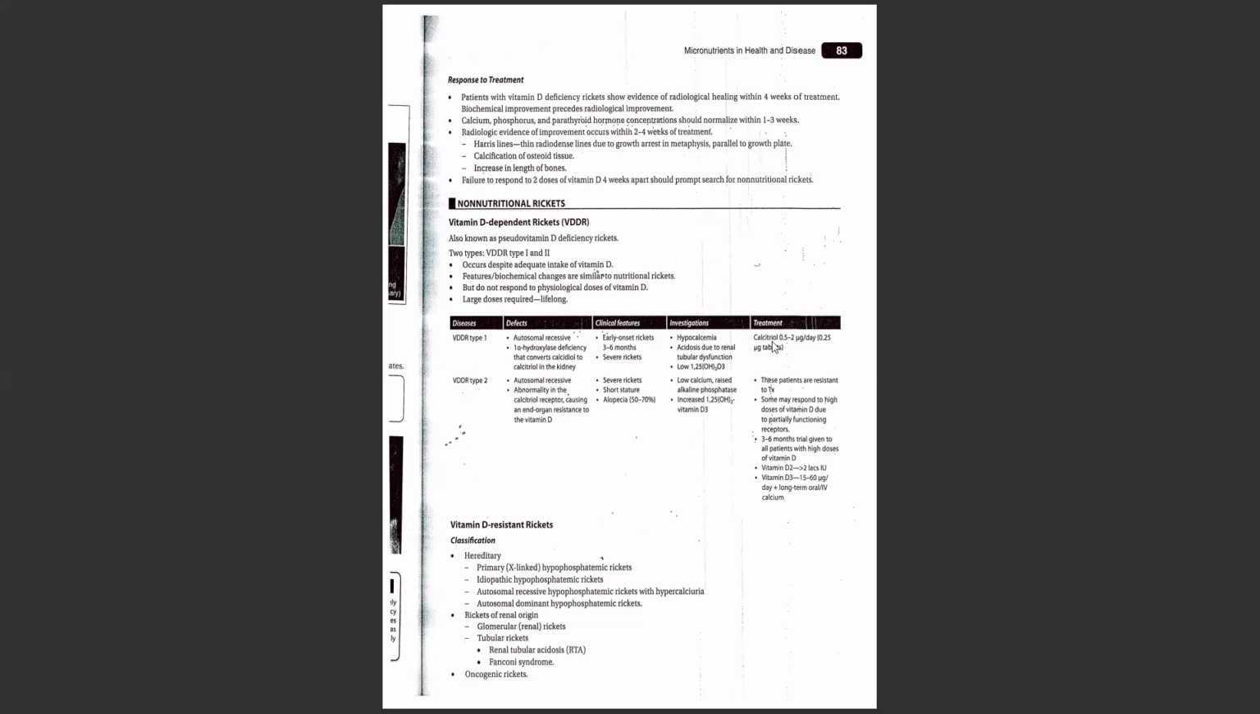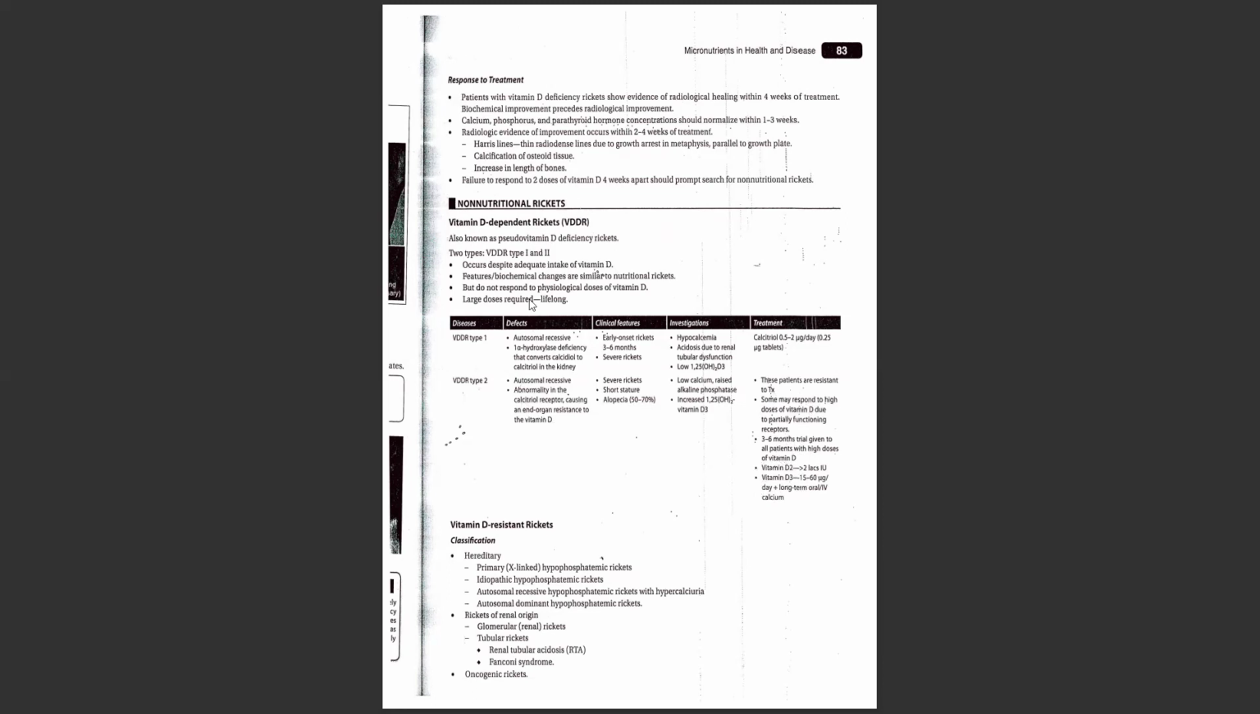because of the end organ resistance in type 2. And what is the treatment for each type? In type 1, we supplement calcitriol, the active form of vitamin D, 0.5 to 2 micrograms per day. In type 2, these patients are resistant to treatment because of the end organ resistance. Some may respond to high doses of vitamin D due to partially functioning receptors. A 3 to 6 month trial of high doses of vitamin D is given to all patients. For vitamin D2, we give 2 lakh international units, and for vitamin D3, 50 to 60 micrograms per day, plus long-term oral or IV calcium. This is the treatment for type 2.